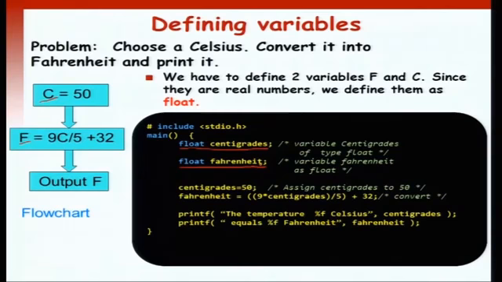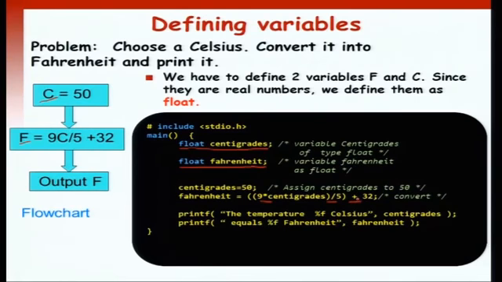Let's say that the input is 50 degrees Celsius, and then for Fahrenheit, the formula is exactly the same as what we have in the flowchart: 9 times centigrade divided by 5 plus 32. Notice here that these are arithmetic operators. The star stands for multiplication, forward slash stands for division, and plus stands for addition. This is exactly as in the flowchart, except that in the flowchart the multiplication symbol has been swallowed, but in C you have to specify it using a star operator.